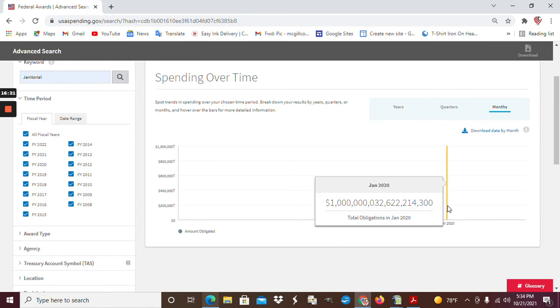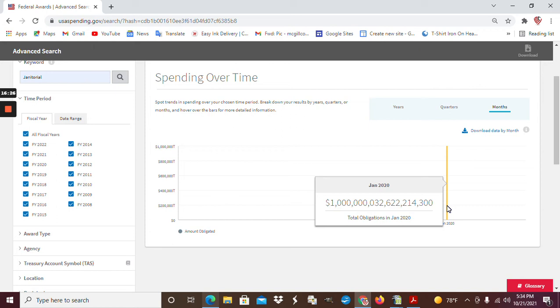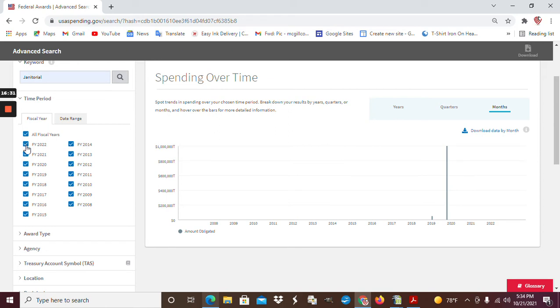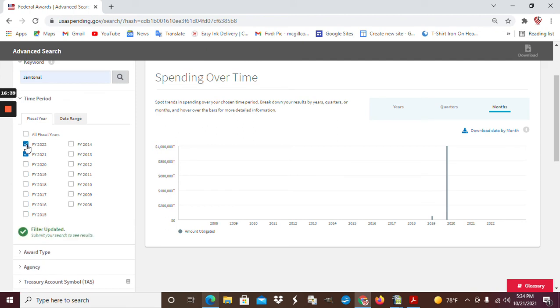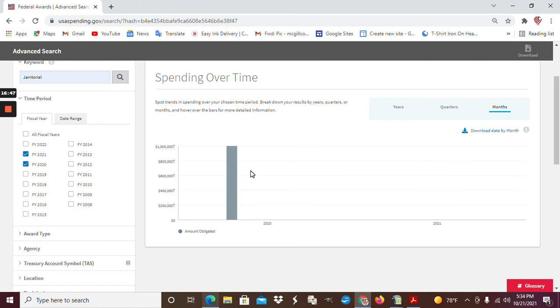See, man, that's a lot of money that was spent. Obligations to, no, let's go back, because we're looking at all fiscal years and they go all the way back to 2008. So let's do this. Let's do 2021. Yeah, it's more like it. Man. Ooh, that's a lot of money. Man, that's a lot of money.